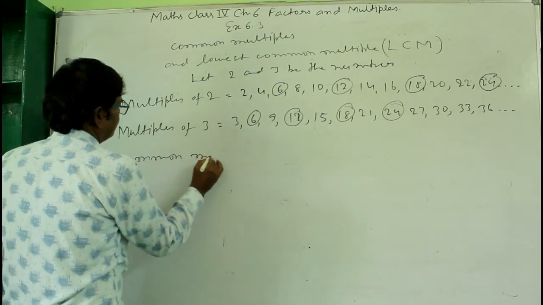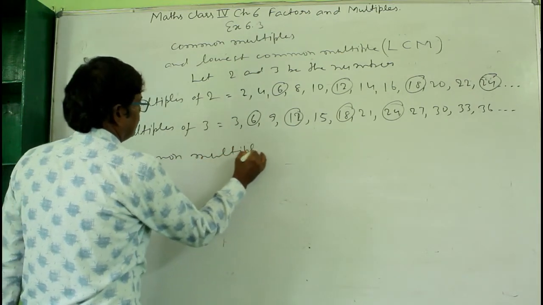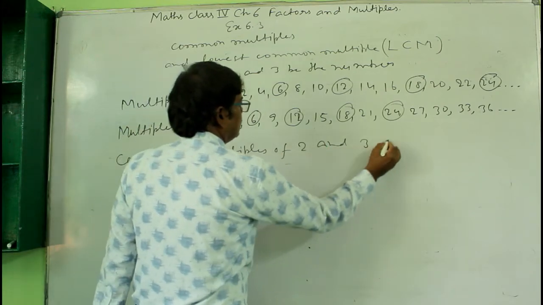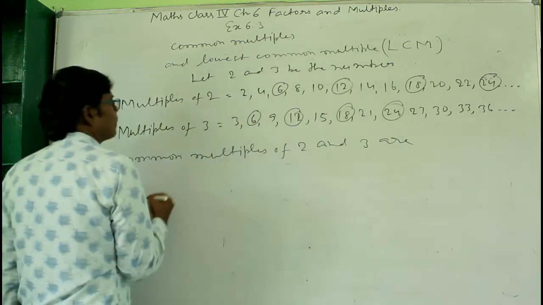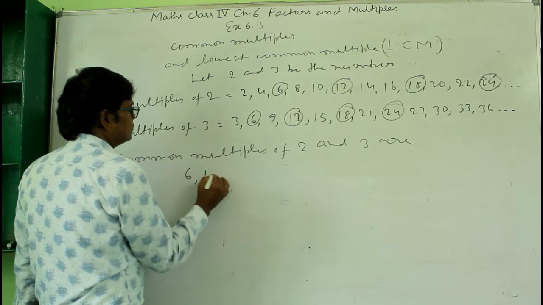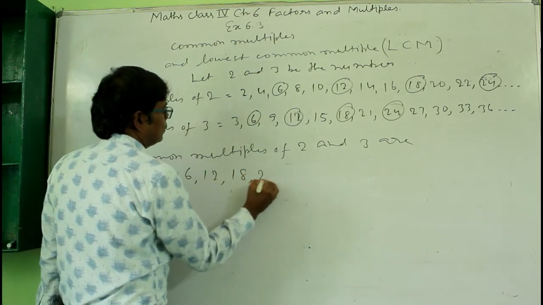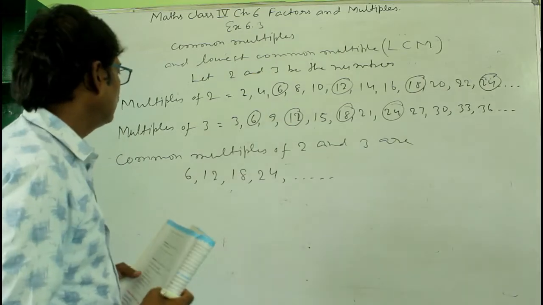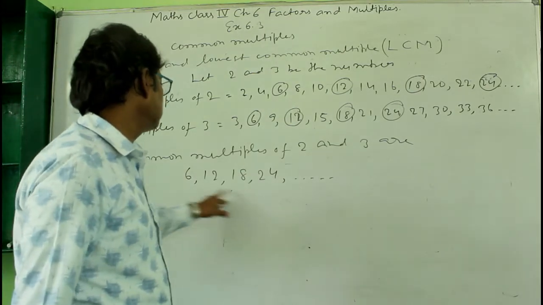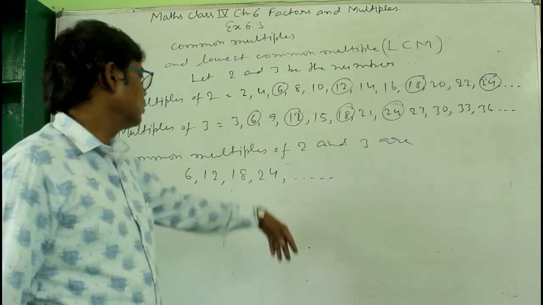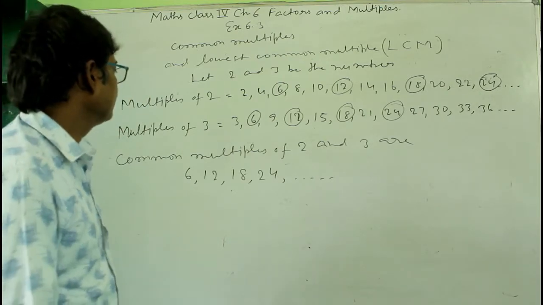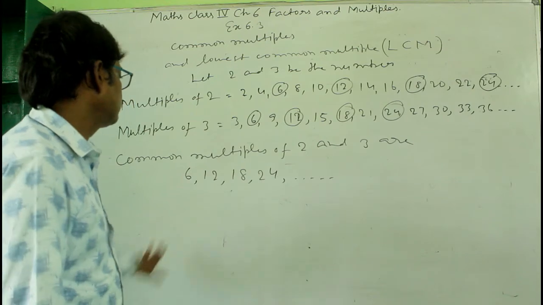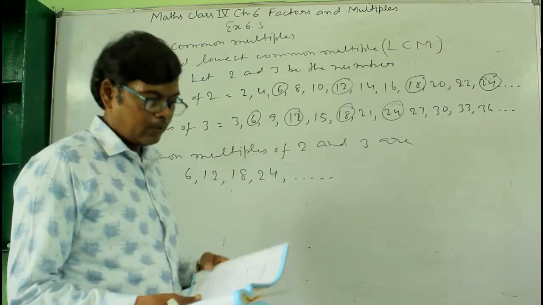multiples of 2 and 3 are 6, 12, 18, 24 and so on. Okay, so there is no end of the common multiples, but these are the first few common multiples of 2 and 3. So this is the first common multiple, then second, then third and fourth and so on. So 6, 12, 18, 24, these are the common multiples of this.